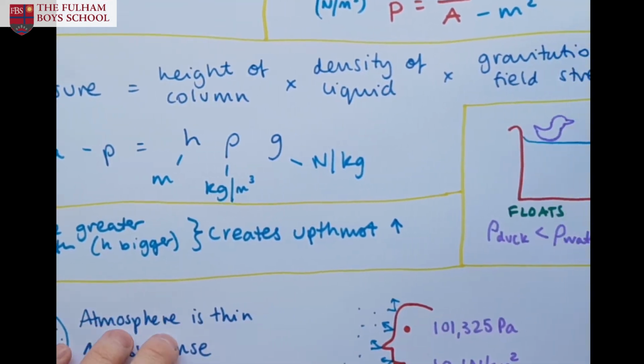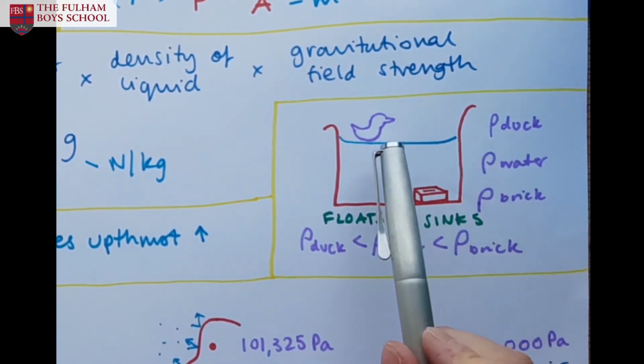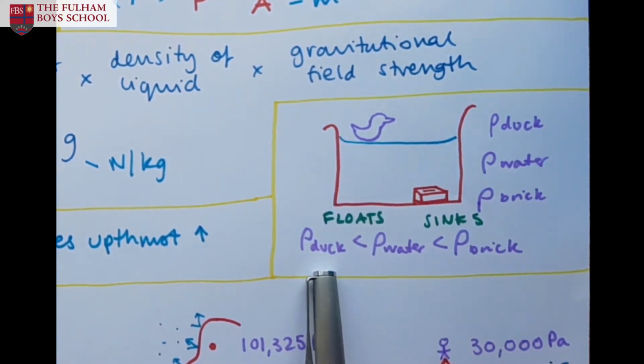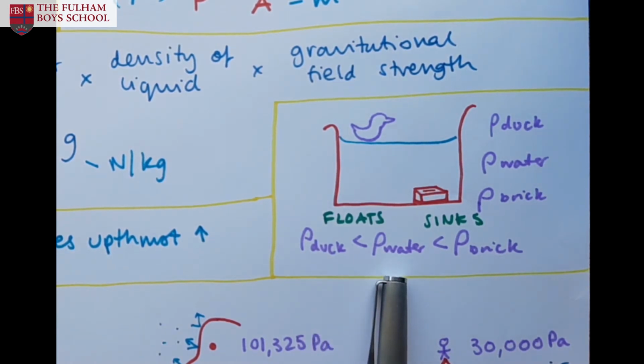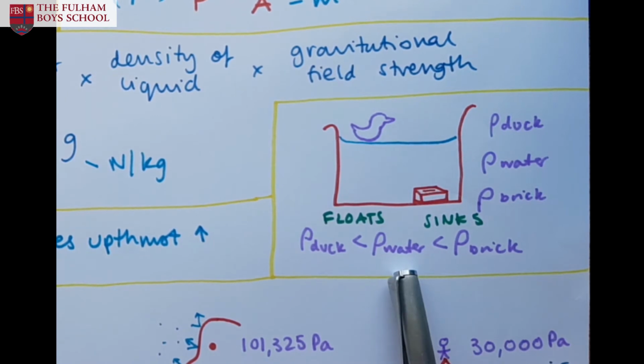You need to understand the factors that affect floating and sinking. Floating and sinking is all about density. This duck floats because the density of the duck is less than the density of water. This brick sinks because the density of the brick is greater than the density of the water. The thing, I guess, where you get tricky is it's the average density of the object. So something that is hollow, the average density is lower than something that is solid.